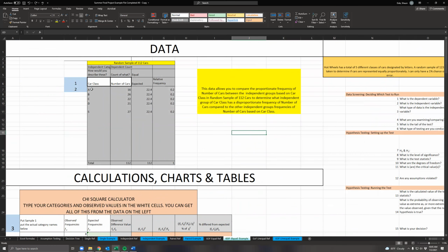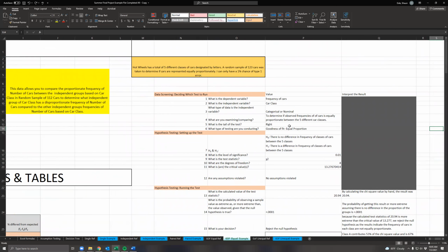So we've got this right here, and we're doing what type of test are you conducting, and we're doing goodness of fit for equal proportions. Okay, so setting up the test. First of all, what is the null and alternative hypothesis?